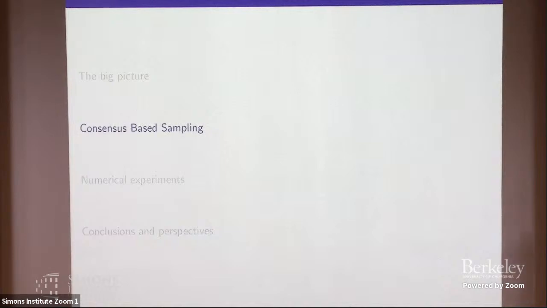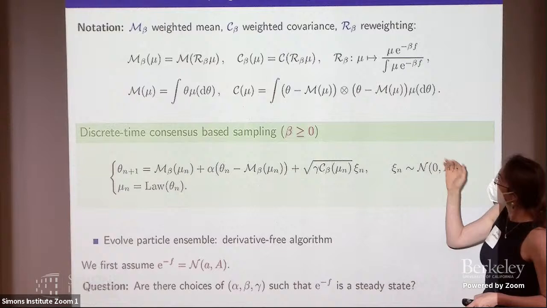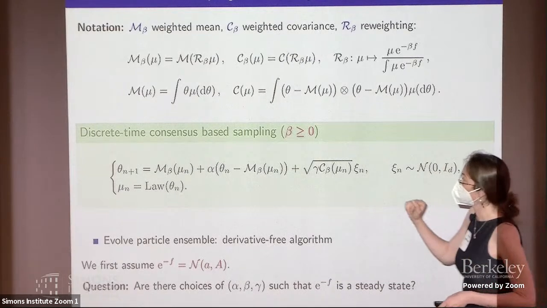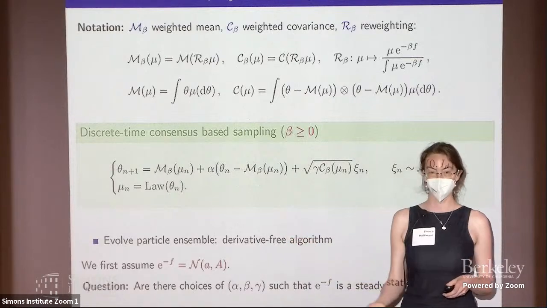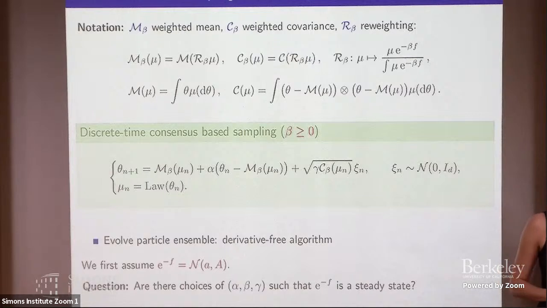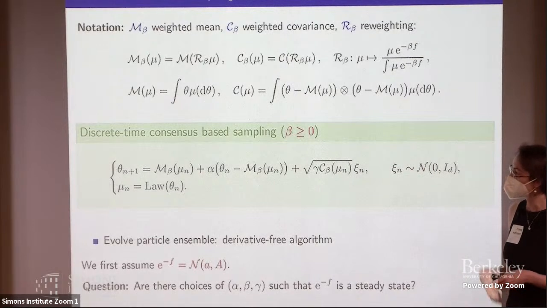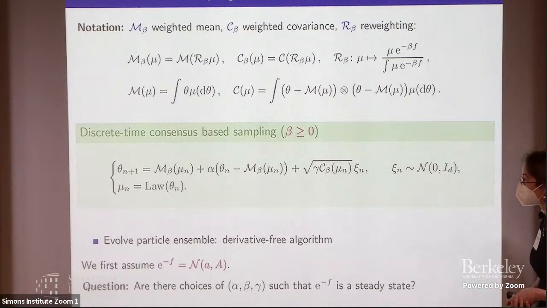Okay, so I think with this, we're ready to go into what exactly is the method that we're proposing. So this is now just to introduce the notation. The m beta and the c beta are the reweighted mean and covariance, and the m and the c is just the normal mean and covariance of any measure. And so here's a very simple discrete time sampling algorithm that you could propose.